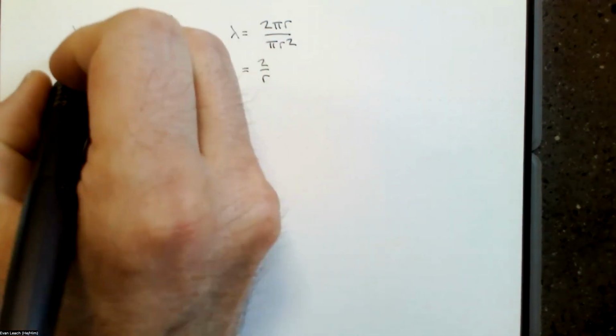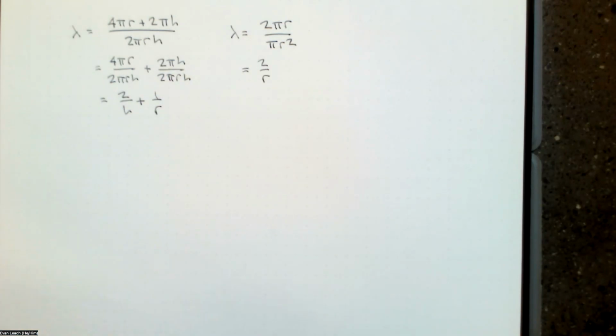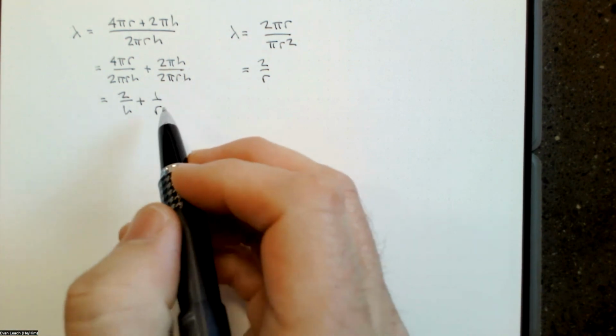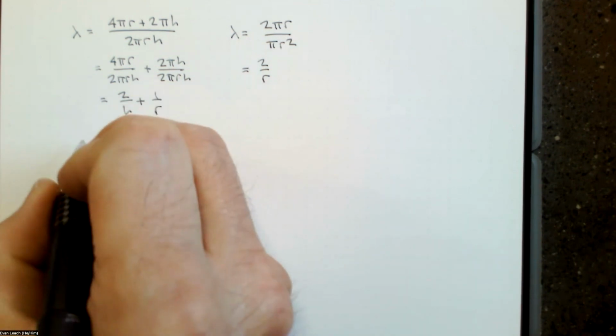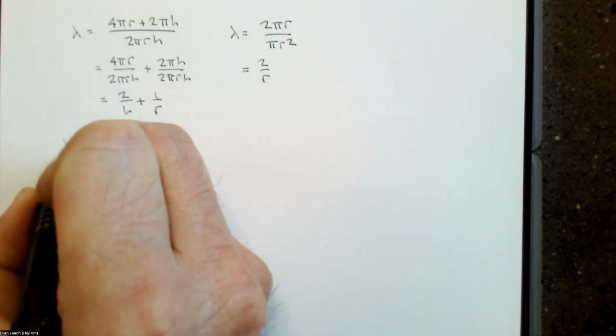So this is like our lambda from the first equation. This is our lambda from the second equation. I don't want to put subscripts on because they are in fact the same lambda. So we eliminate the lambda by saying these two lambdas are the same lambda. So we make lambda equals lambda.